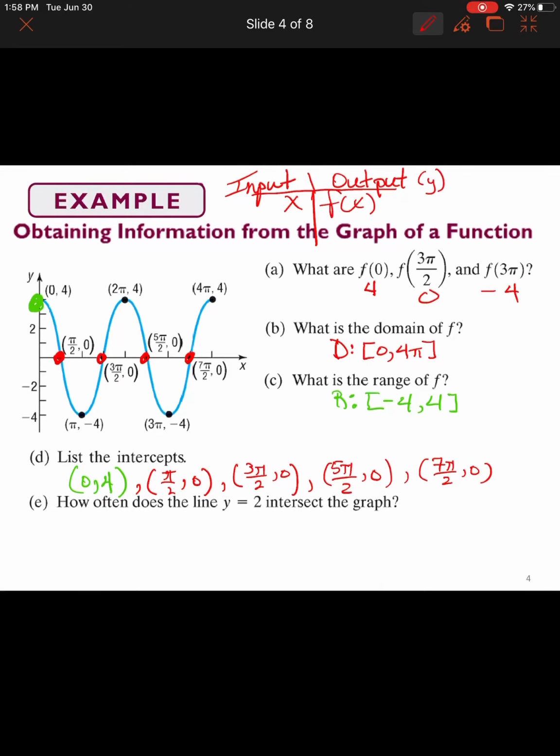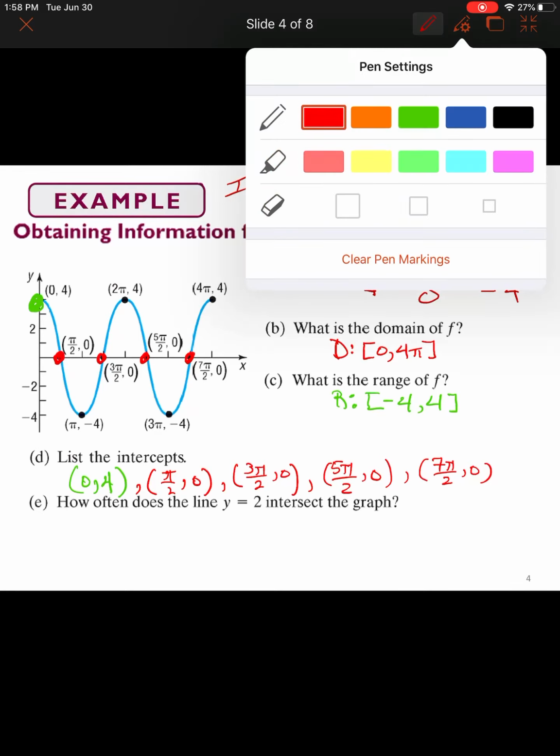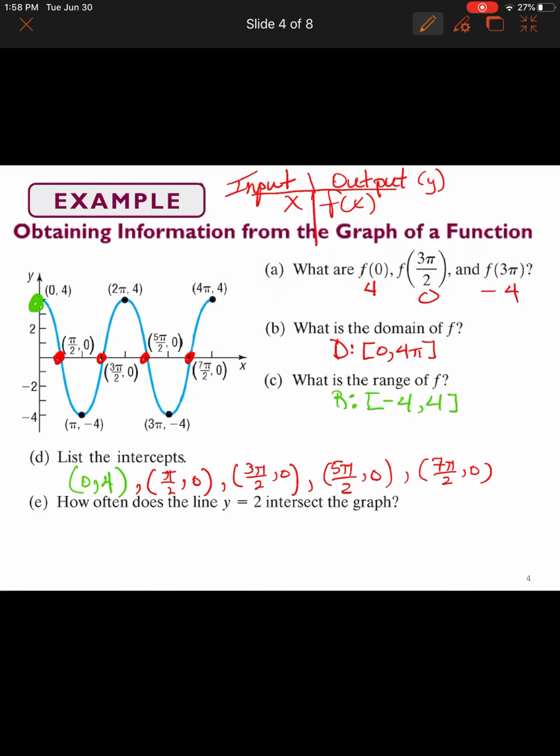How often does the line y equals 2 intersect the graph? Now you have to remember that y equals 2 is a horizontal line. So I'm going to go to the y value of 2 and draw this horizontal line. How often does the line y equals 2 intersect the graph? This orange line is the line y equals 2. It intersected 1, 2, 3, 4 locations. So you can say 4 times.